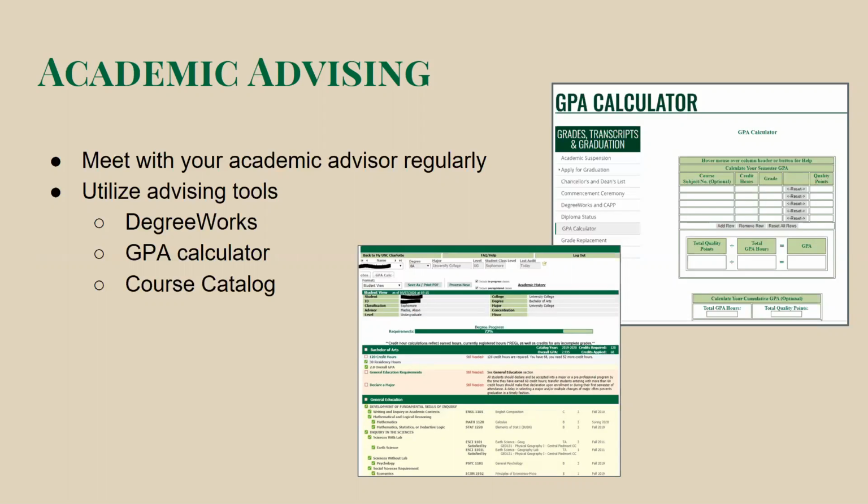Besides your advisor, there are also some academic tools that you could utilize yourself, and I highly recommend that you do so. One of the most important advising tools is DegreeWorks. You can access DegreeWorks through your student portal. DegreeWorks is the system that we use to audit your progress towards your degree, and it's also really helpful in terms of understanding how your credits have transferred in and also what classes you have to take. There's also a GPA calculator, and that can be used to help you determine how the grades you're getting will translate into your GPA. And of course, there's also our course catalog, and that's where you're going to find detailed information about the admission requirements to get into specific majors, as well as detailed course descriptions.